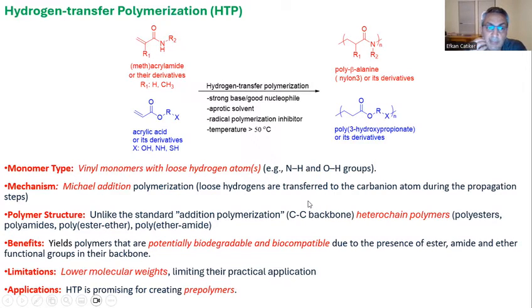So its products are potentially biodegradable and biocompatible due to the presence of ester, amide or ether functional groups in their backbone. Although it has some limitations of lower molecular weights for practical application, in the study we used this disadvantage as an advantage to obtain another polymer for further polymerization through the graft-through strategy.